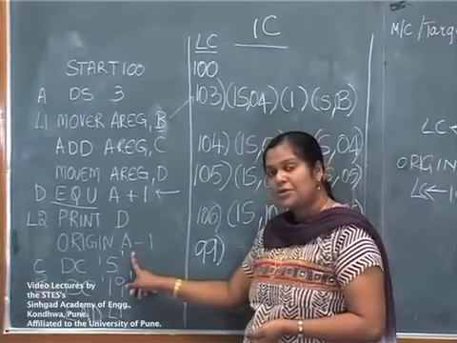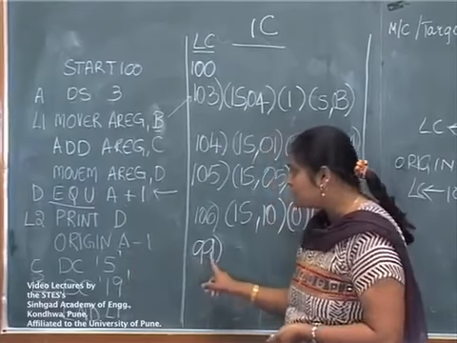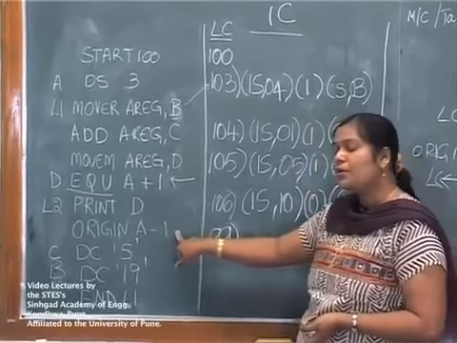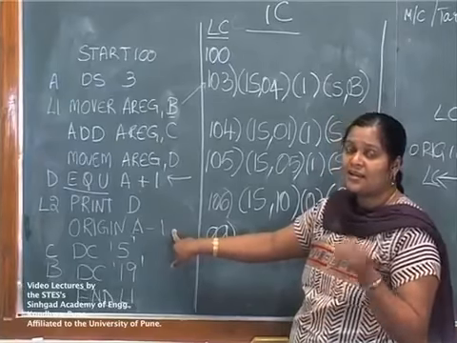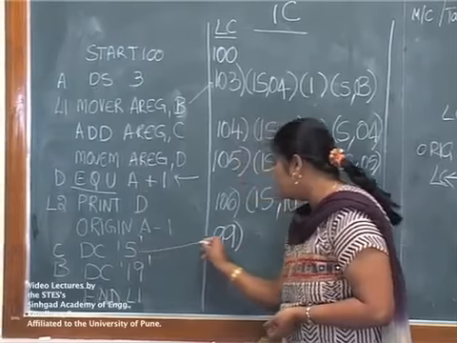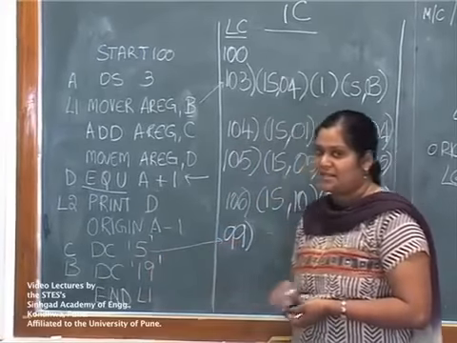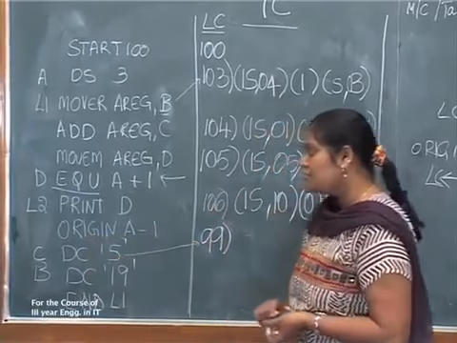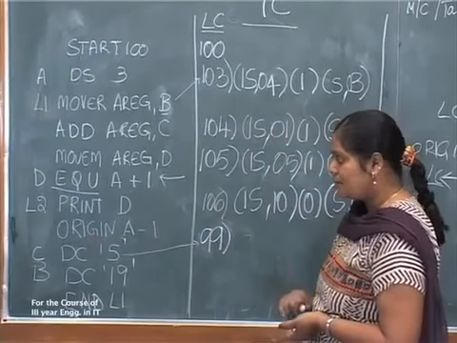So what happens to the location counter value? It becomes 99. For this assembler directive, I am not going to generate any intermediate code. So this particular statement will be at location 99. It has changed because we have encountered an ORIGIN statement in our assembly program.